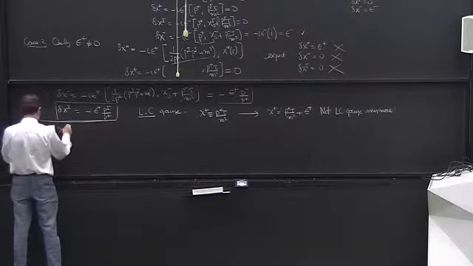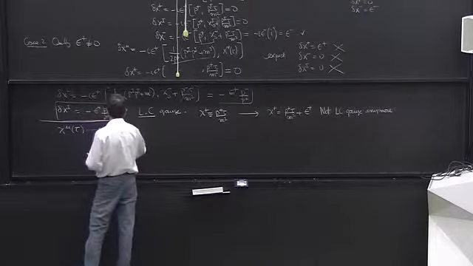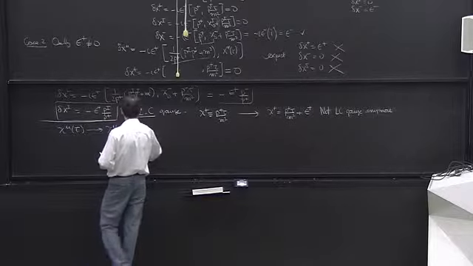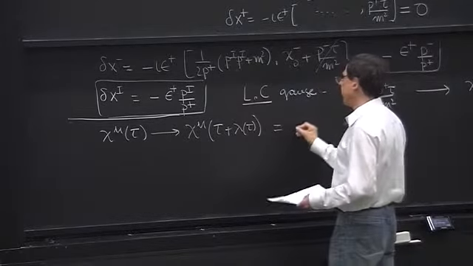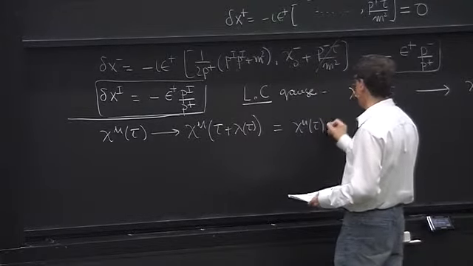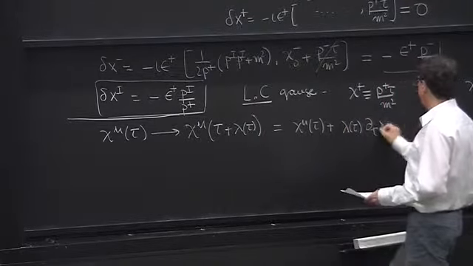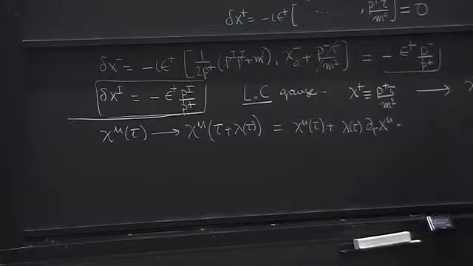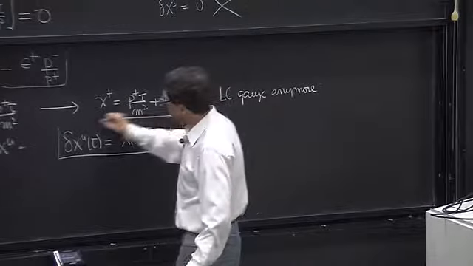Reparameterization invariance is the idea that x^μ(τ) can be changed into x^μ of a different τ, τ plus λ(τ), and nothing changes. So if you write this as x^μ(τ) plus λ(τ) ∂_τ x^μ, you can think of this as a symmetry transformation: δx^μ(τ) = λ(τ) ∂_τ x^μ. This is a symmetry.